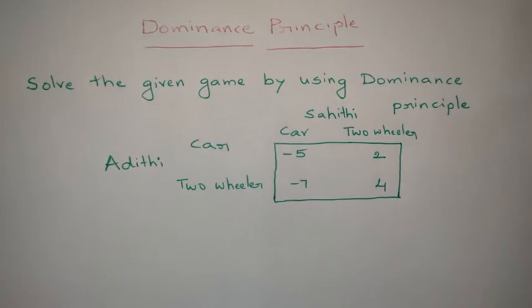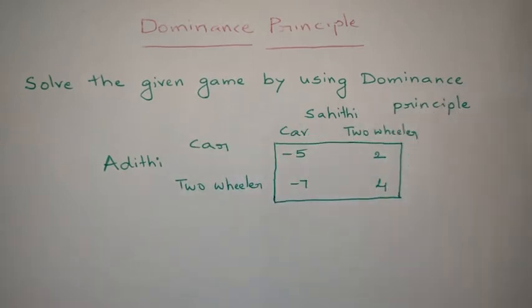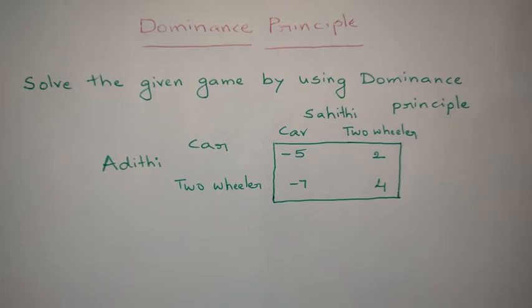Now see here, this is the problem given to us. Solve the given game by using the dominance principle. This is the illustration I have used directly, which was solved by the max-min and min-max principle. The same thing I have taken. For a better understanding, I have taken a 2 by 2 problem.